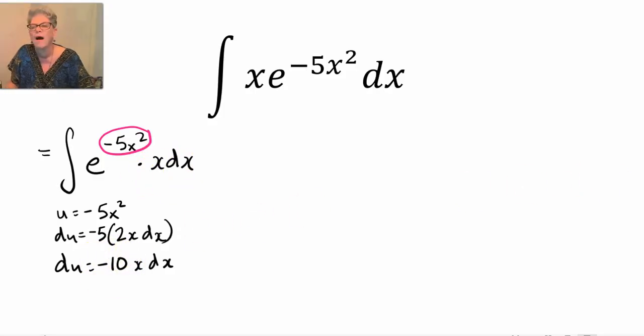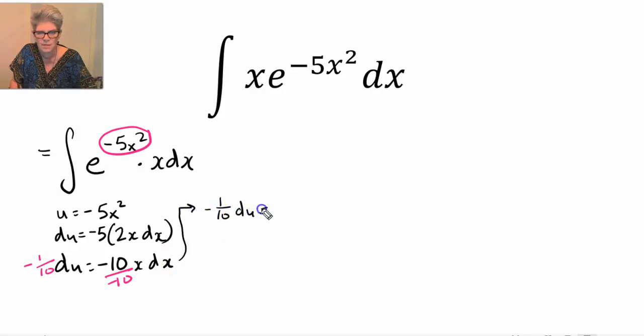How do I get rid of it? I divide both sides by -10. I multiply both sides by the fraction, -1/10. It's the same thing. So I've done the same thing to both sides. So I'm going to have -1/10 du is equal to, let's cancel, x dx. Okay, so now x dx is going to be -1/10 du.